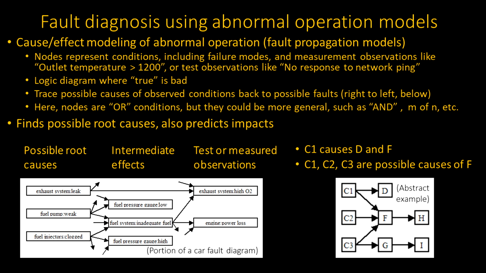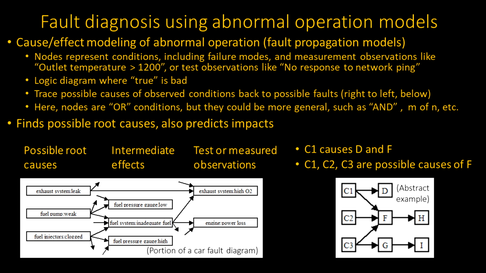Now, you can read this diagram going the other way as well. If somebody measures the oxygen coming out of your tailpipe as having a high O2, you can say, well, what could cause that? And you look back to the left to find out. Well, one immediate possible cause is the exhaust system has a leak, but there's other possibilities too.